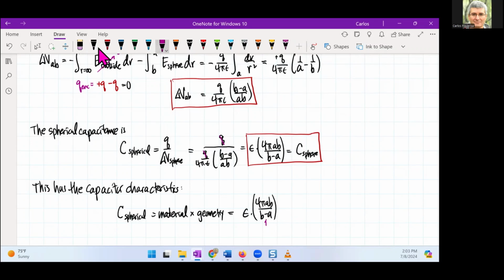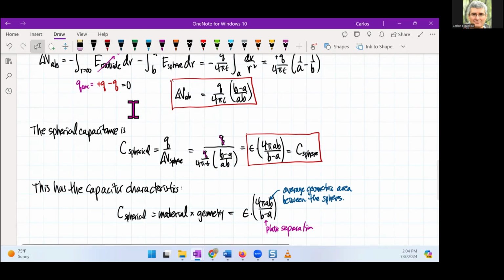When you look at these details, what am I seeing here? This right here is the plate separation. On the other hand, this right here is the average geometric area between the spheres. That's amazing.